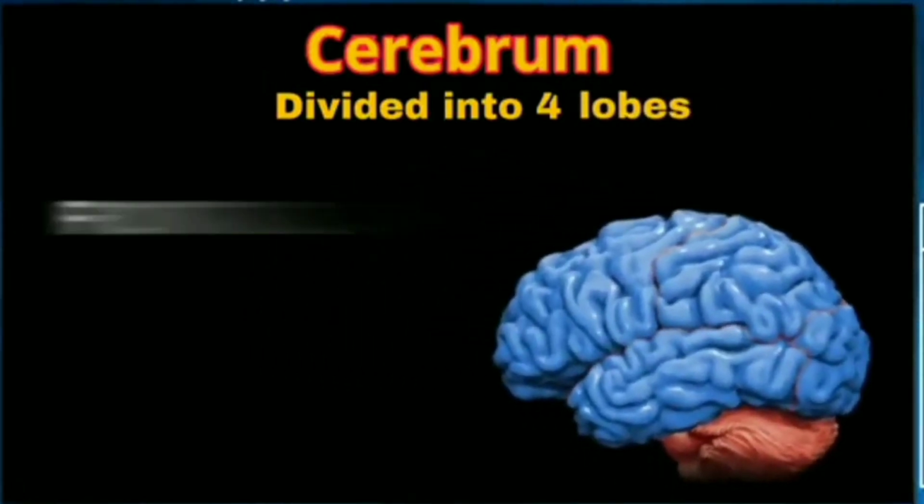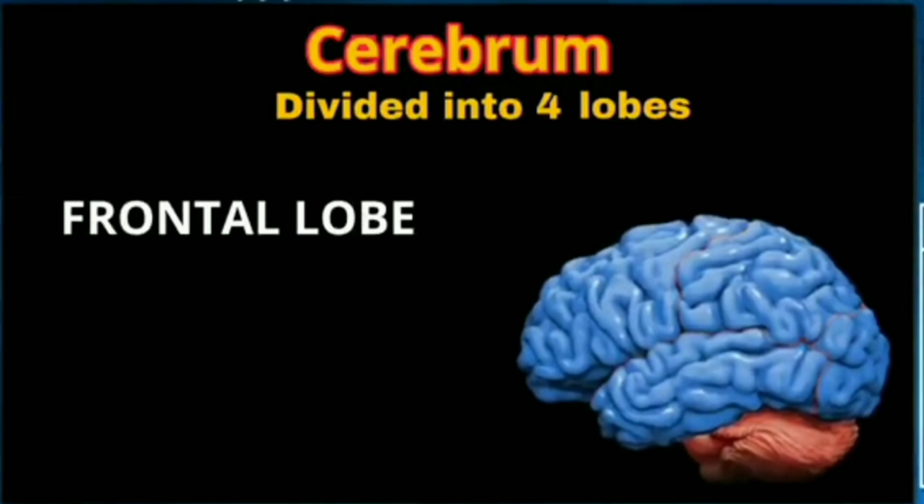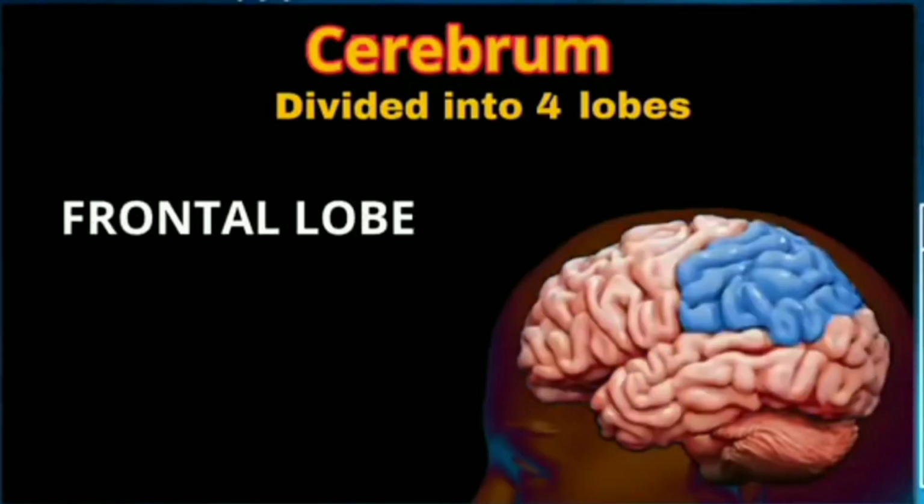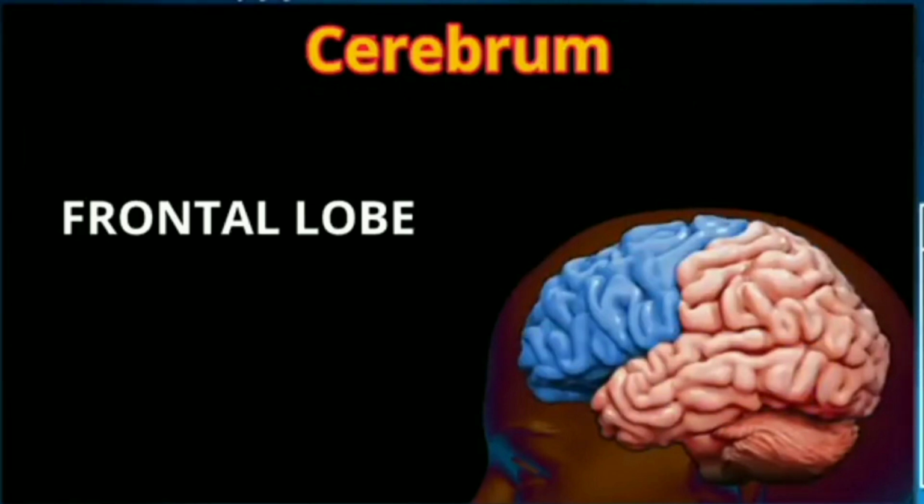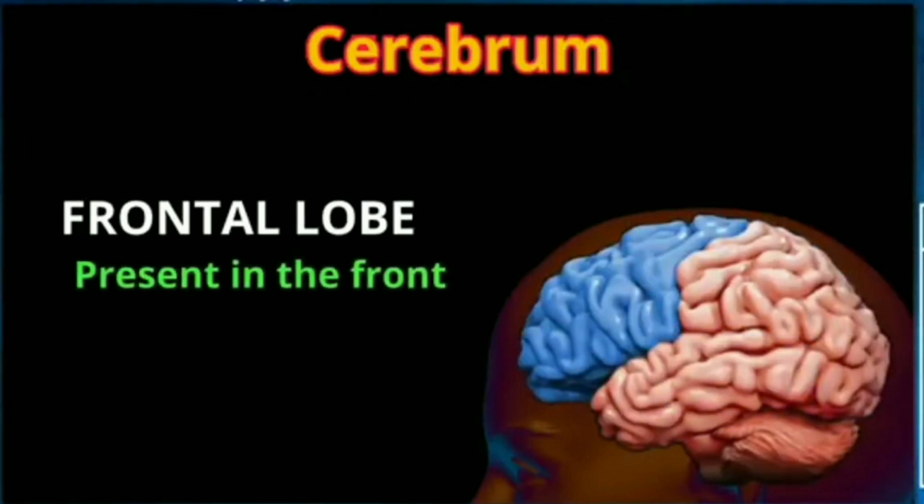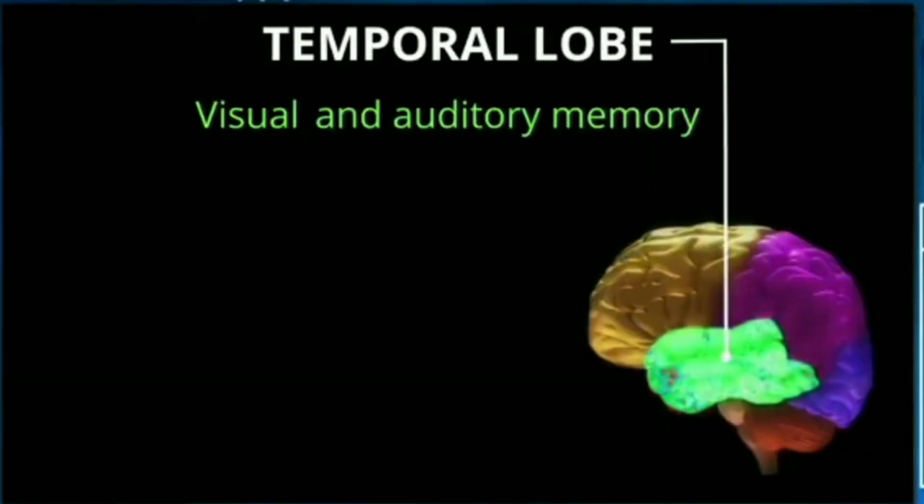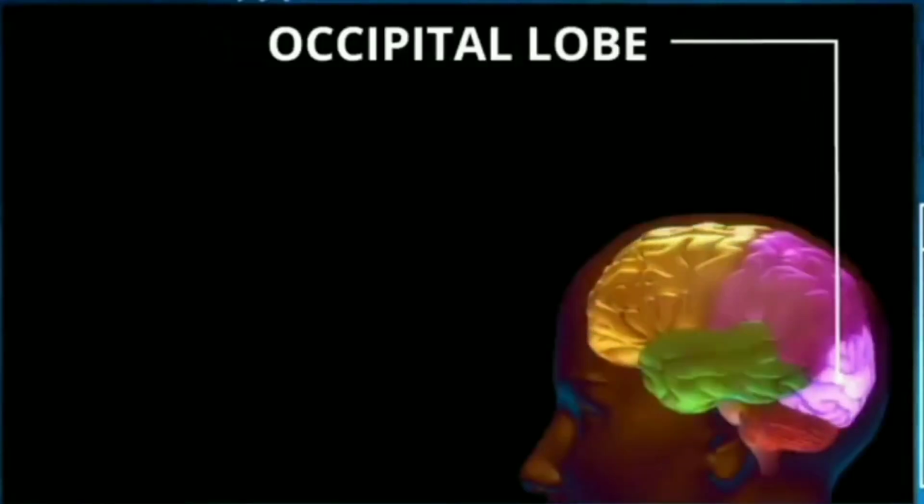The first one is called the frontal lobe. Now just by the name, can you guess which one of these can be called the frontal lobe? Yes, it is this one, the one present in the front. Let's move to the next lobe. This highlighted lobe here is called the parietal lobe. The next lobe is called the temporal lobe. Fourth and the last lobe is the occipital lobe of the brain.